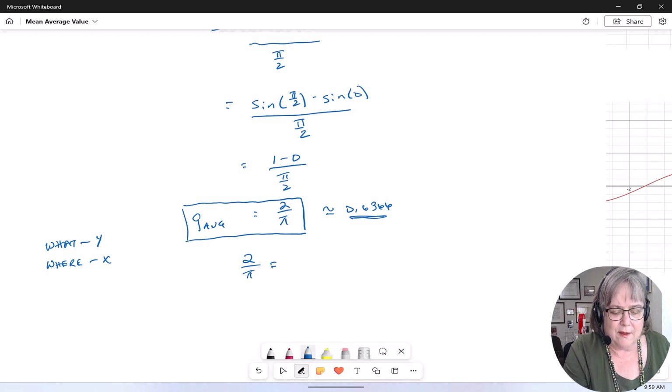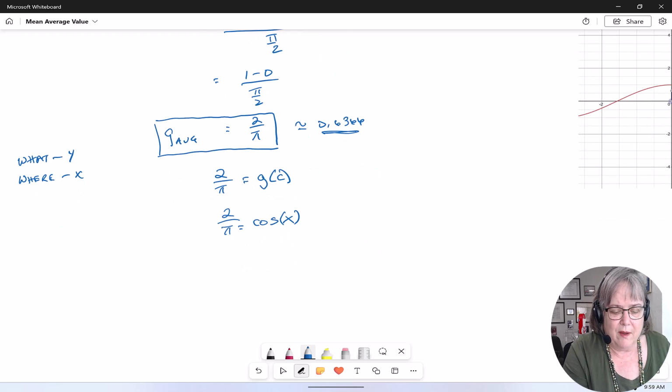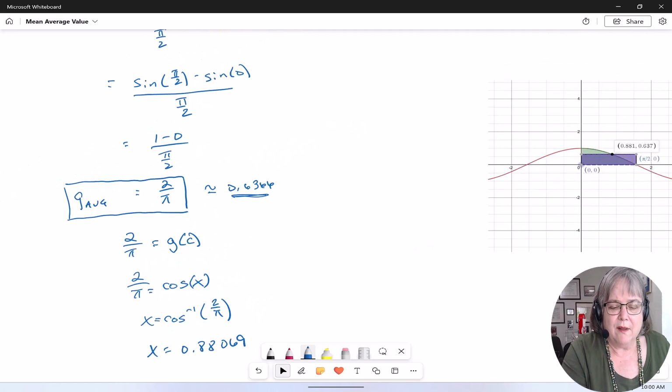And so that's some sort of G of C, right? Because they're calling it C in the definition. So what you're saying is 2 over pi happens where? Okay, so I'm looking for X. So X is the inverse cosine or arc cosine of 2 over pi. And that's not something we have memorized, so you have to run it on your calculator. Looks something like that.